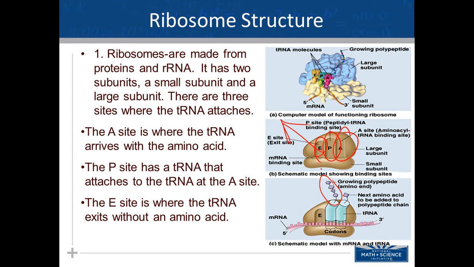Now, one thing I would like to point out is that prokaryotic and eukaryotic ribosomes, while they are similar because they both have a small subunit and a large subunit with the E, P, and A sites, are slightly different from one another. And that difference has allowed antibiotics to interfere with the functioning of prokaryotic ribosomes while leaving eukaryotic ribosomes intact.